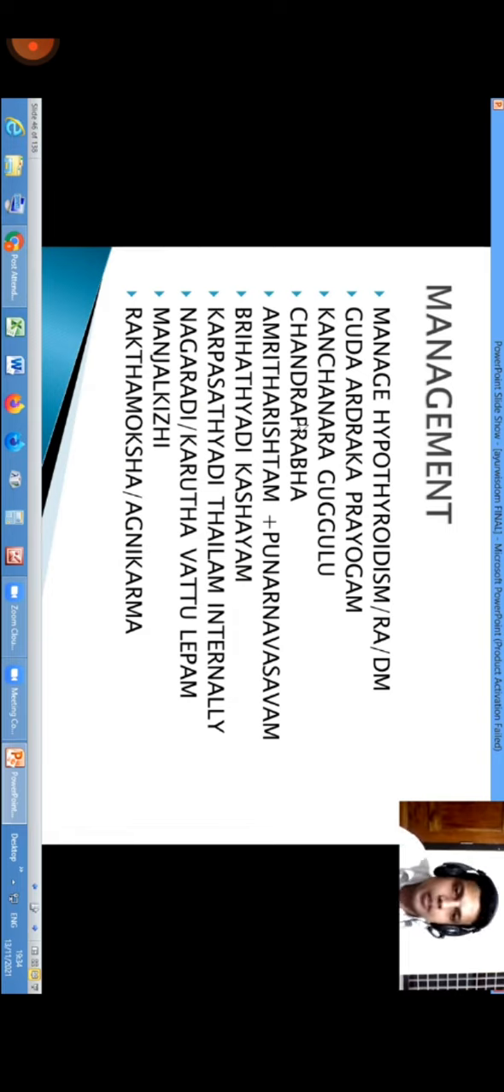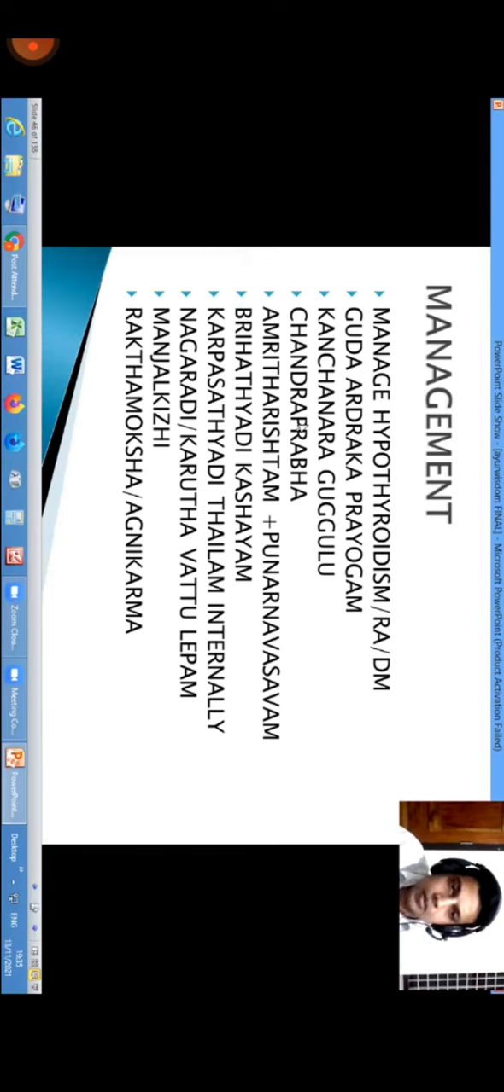Then coming to management, Guda Ardraka Prayogam, that is explained in Bhaishajya Ratnavali. It's very useful in entrapment neuropathies like carpal tunnel syndrome or cubital tunnel syndrome or tarsal tunnel syndrome. Ardraka swarasa and Guda are taken in equal amount and consumed early morning on an empty stomach. And we can increase the dose day by day as in Vardhamana Prayoga, and we can continue it up to 14 days. It is found very useful in carpal tunnel syndrome.